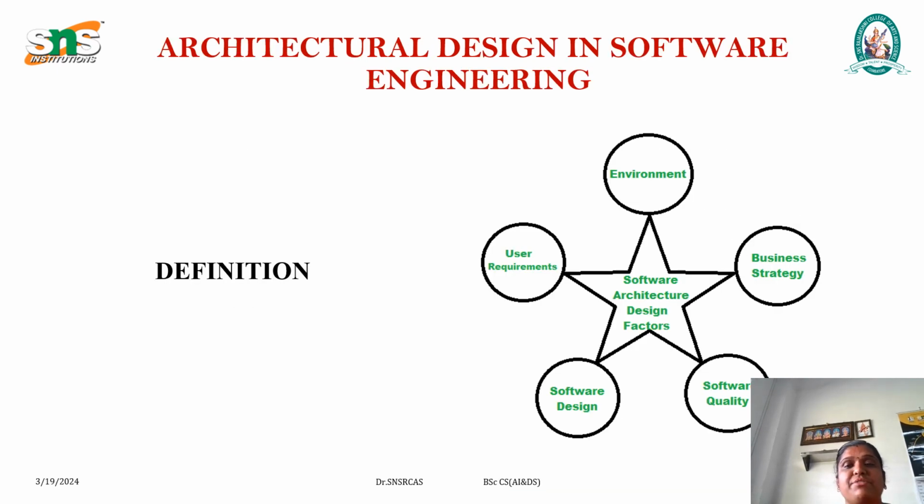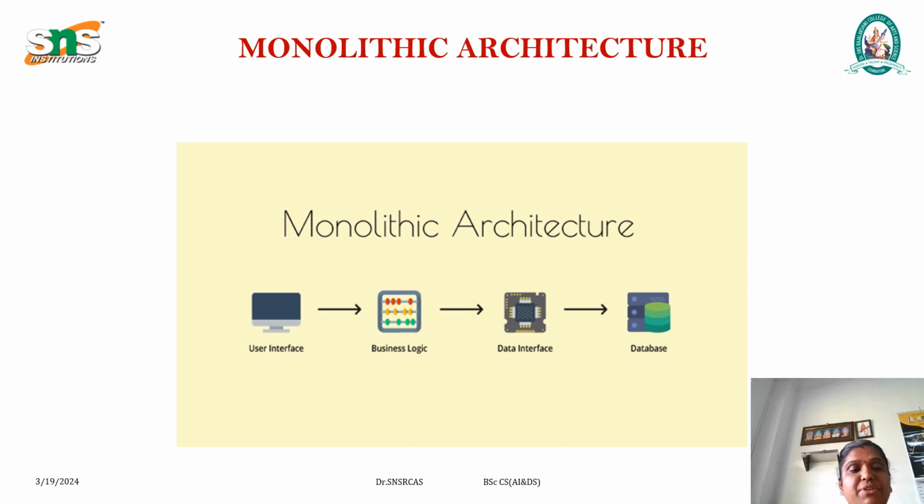Architectural design in software engineering. Architectural design is a high-level design expressed as a block diagram defining the structure of the software. It determines the structure and features of the components, data flow patterns, and how these components communicate with each other to share data.